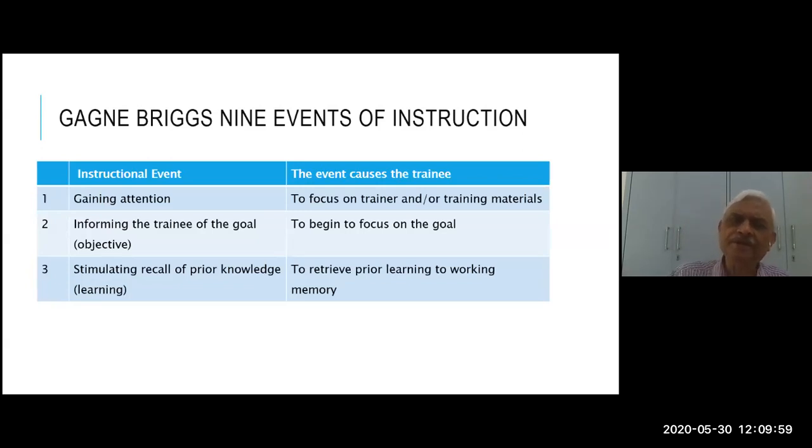And here the trainee at this point of time is retrieving prior learning to the working memory, means that he or she remembers that. But what is called working memory means aware of it right now and here. Yeah, I would have learned this maybe 2 years ago, or I know about this.